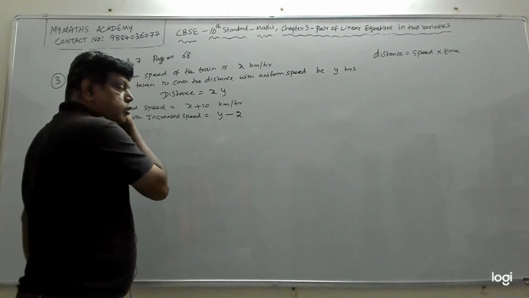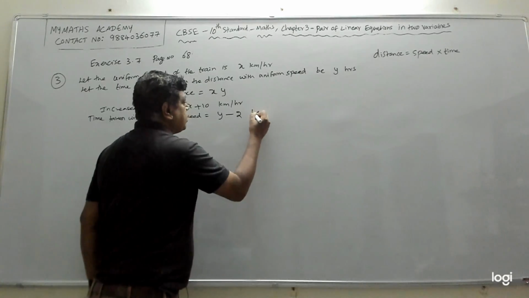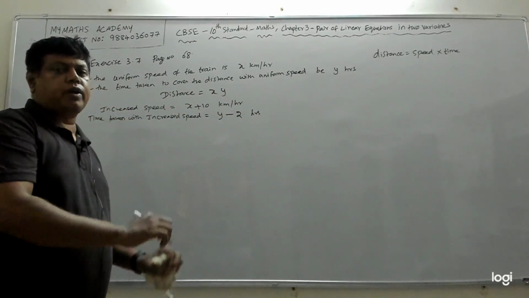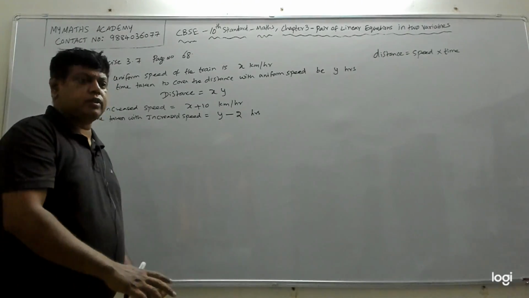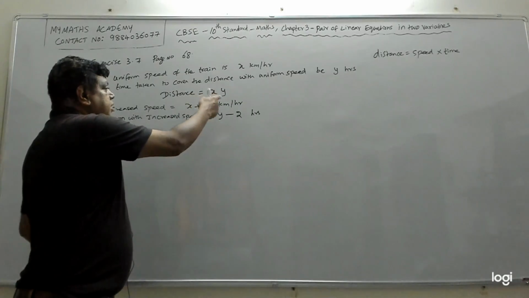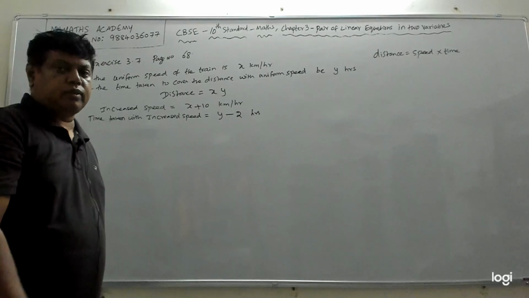It goes in y minus 2 hours, 2 hours less than the scheduled time. Scheduled time is it takes y hours to cover a distance. Suppose it takes 8 hours to cover a distance, the speed is increased by 10, then it will take 2 hours less, which means it will cover the distance in 6 hours.